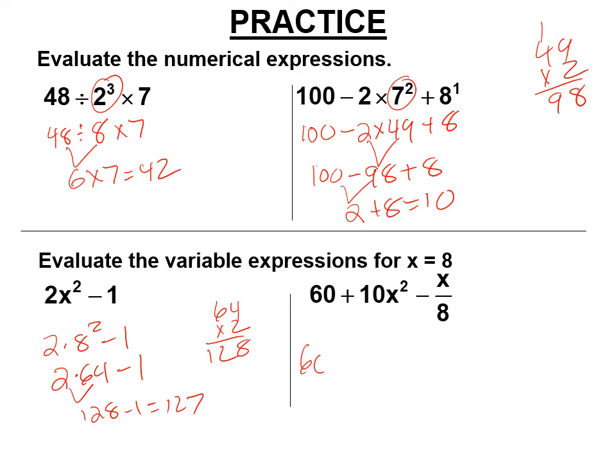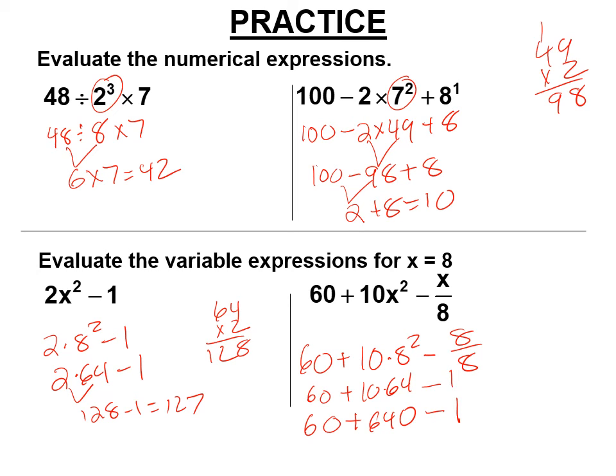Here we have 60 plus 10 times 8 squared minus 8 over 8. 8 squared is 64. 10 times 64 is 640. All right, so after I do all that, I get 60 plus 640, and that 8 divided by 8, you can do that at the same time you do 10 times this, so that is 1. Okay, so now we're at 60 plus 640 minus 1. You have to do the one on the left first. 640 plus 60 is designed so you could do it in your head, but if you don't, it's still 700.